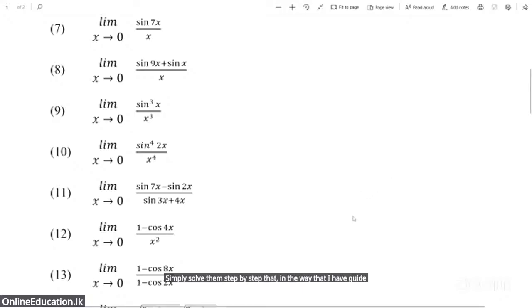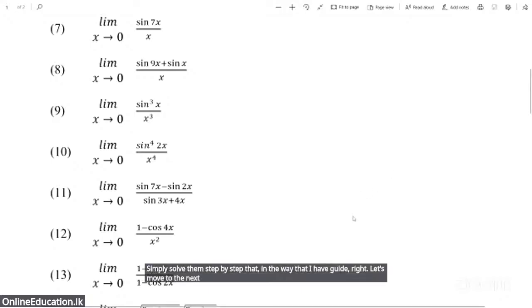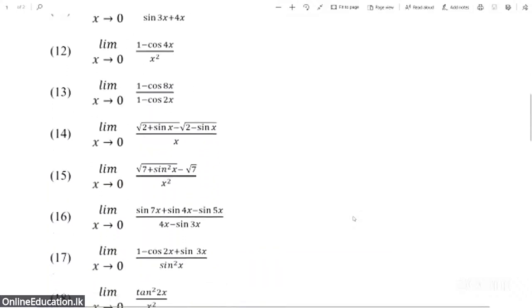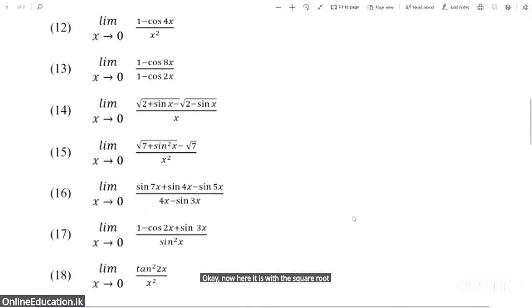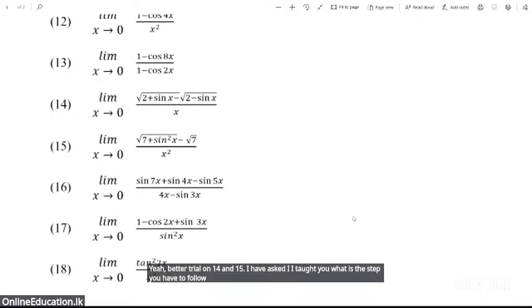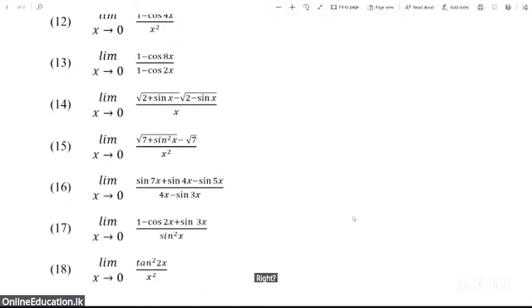Right. Let's move to the next questions. Okay. Now here it is with the square root also. You will try alone, 14 and 15. I taught you what step you have to follow when you have roots, right? Okay, do 14 and 15 now. 14, 15.